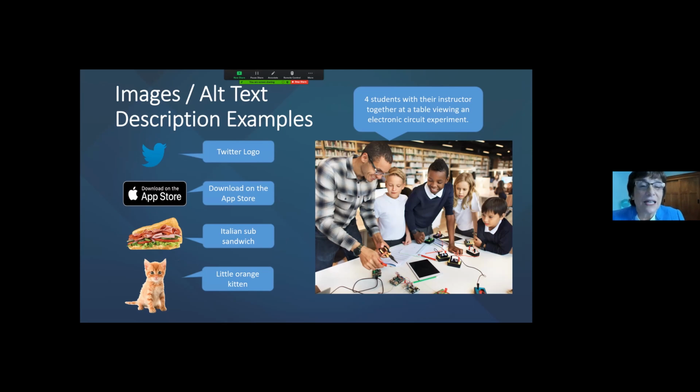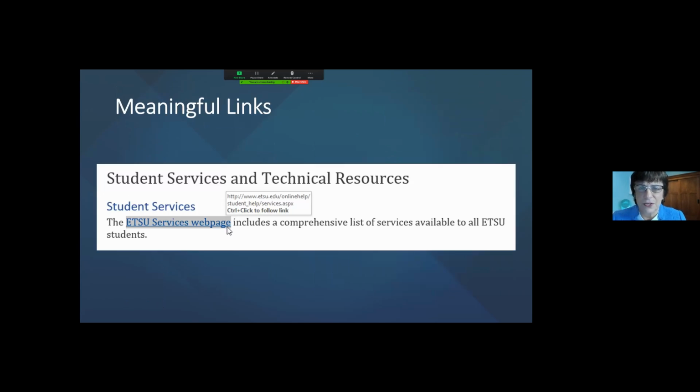The essence of that picture is that one is the instructor, 4 are the students, and what are they looking at? Now, on the left, those are very simple images, so the examples are very clear. If I had a picture of my cat, Kiko, she's a little orange kitten, and that's what I would put as the alt text. So those are some descriptive examples of how you can do that in PowerPoint, websites, and some of your printed material that have images.